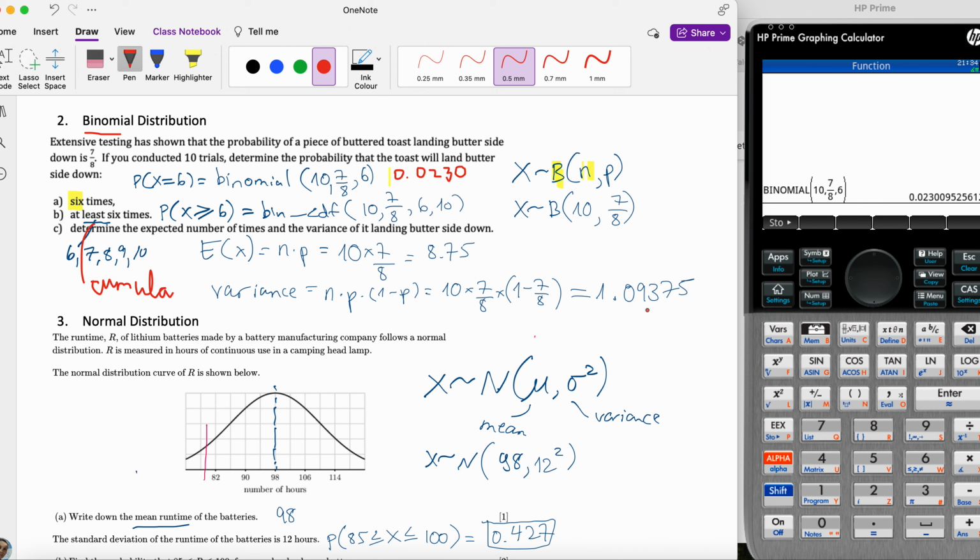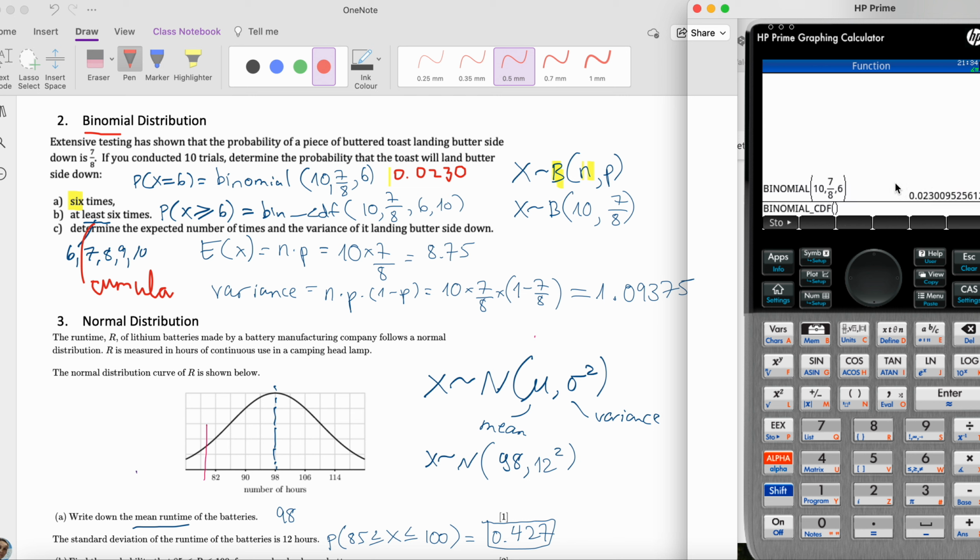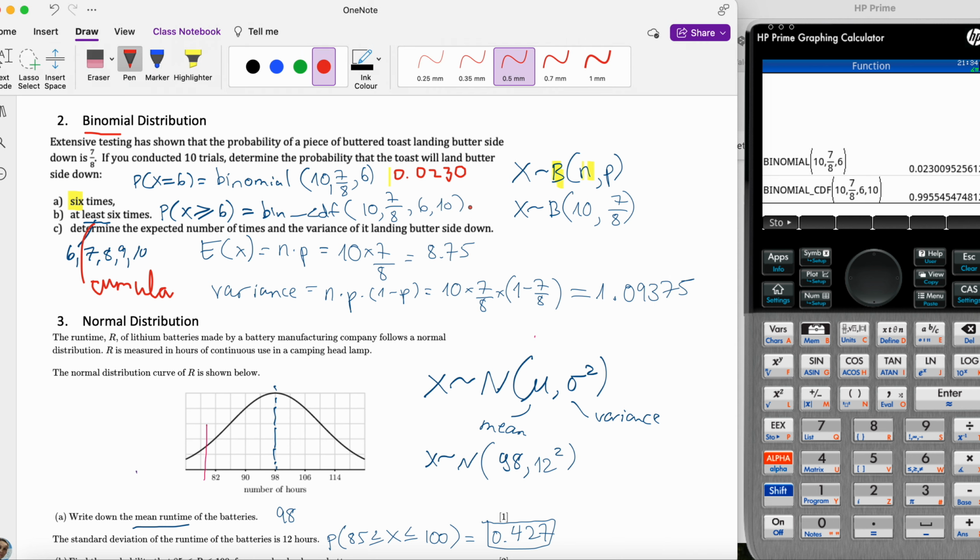So for the probability that it's at least 6, you're going to go back to that probability button, and now you're going to go to cumulative. The distribution is still binomial, and then again n, and then 7/8. And now you're just going to go from how many you're happy with to how many you're happy with. So we're happy with at least 6, 7, 8, 9, 10. And there's our probability, okay? So that's pretty high.